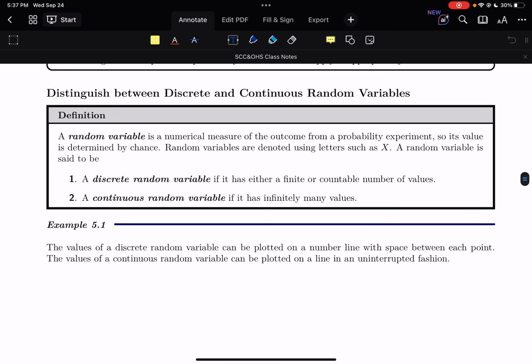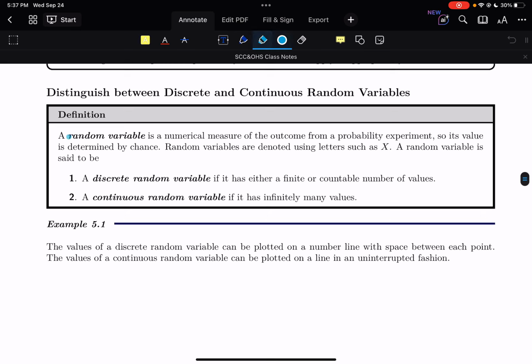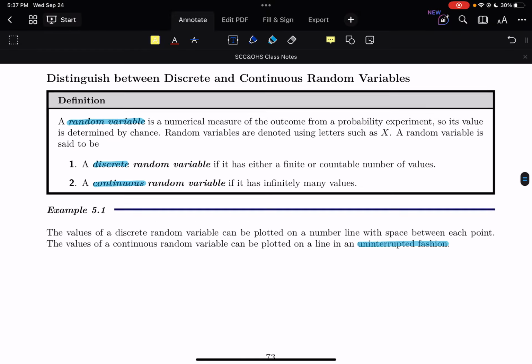So real quick, we have just a brief recap here. When we're talking about random variables, we distinguish between the discrete and the continuous. So again, discrete is finite or countable, whereas continuous has infinitely many values that exist more on a scale or like a spectrum rather than individual numbers. So values of the discrete random variable can be plotted on a number line with space between each point, but the values of a continuous random variable can be plotted on a line in an uninterrupted fashion. So we don't have to just skip from number to number. We can take on values anywhere in between the whole numbers as well.